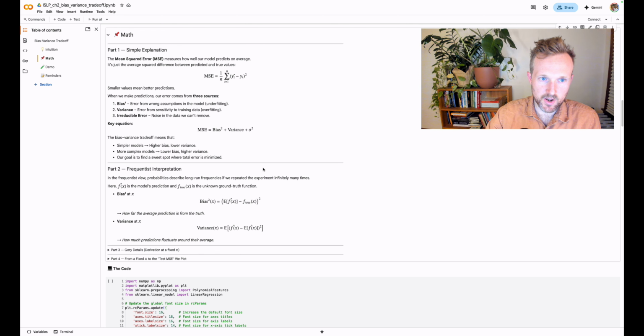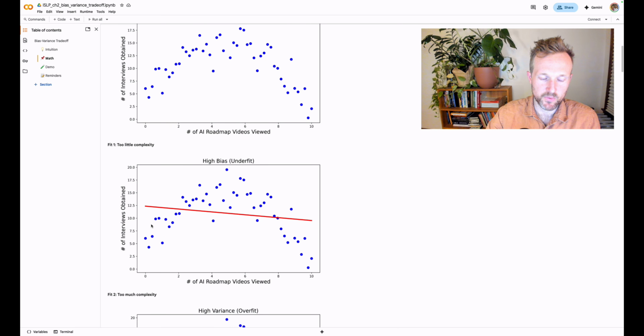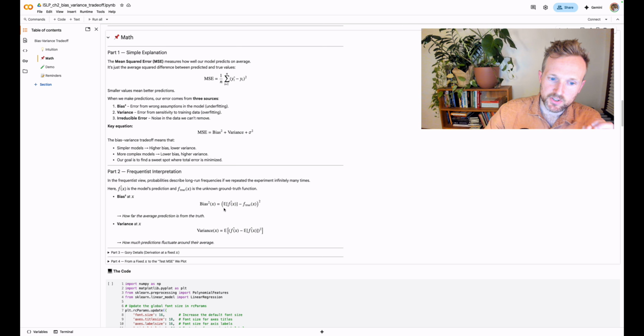So if we go up to our plot here, we can see, at x equals 0, we have a high bias, right? Because if I resampled this data from the ground truth, the fit's still going to look just like this, and the distance between these is going to be high. So how far the average prediction is from the truth.